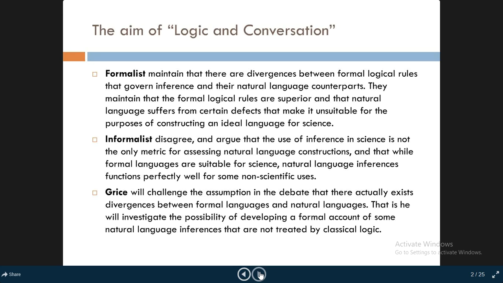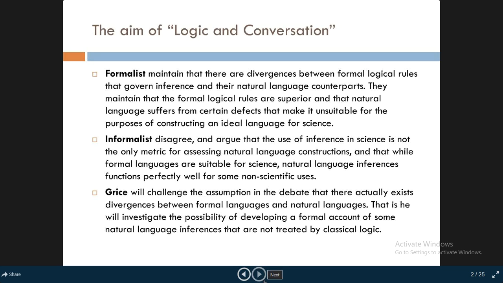Informalists disagreed and argue that the use of inference in science is not the only metric for assessing natural language construction, and that while formal languages are suitable for science, natural language inferences function perfectly well for some non-scientific uses. Grice challenges the assumption in the debate that there actually exist differences between formal and natural languages. That is, he will investigate the possibility of developing a formal account of some natural language inferences that are not treated by classical logic.